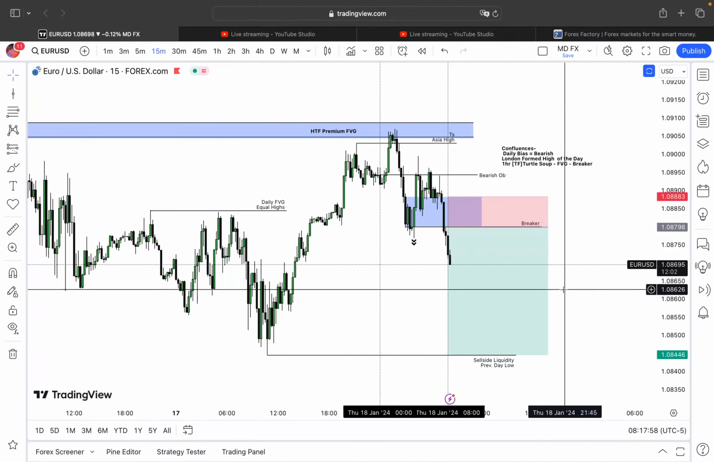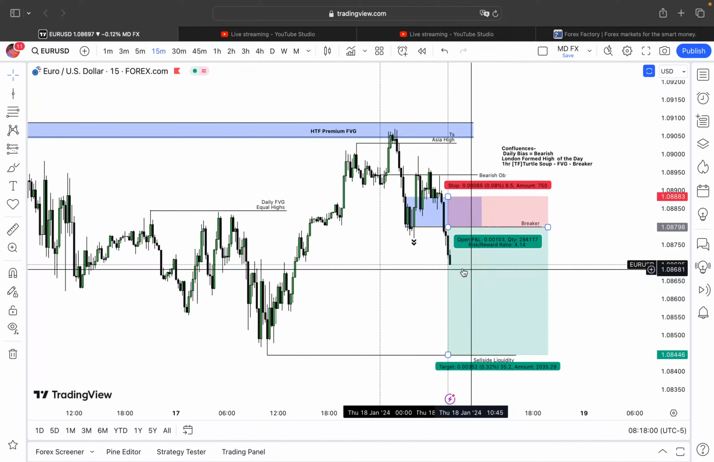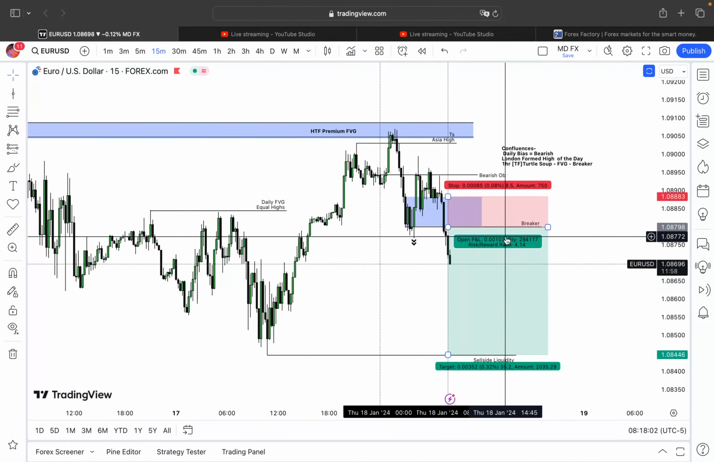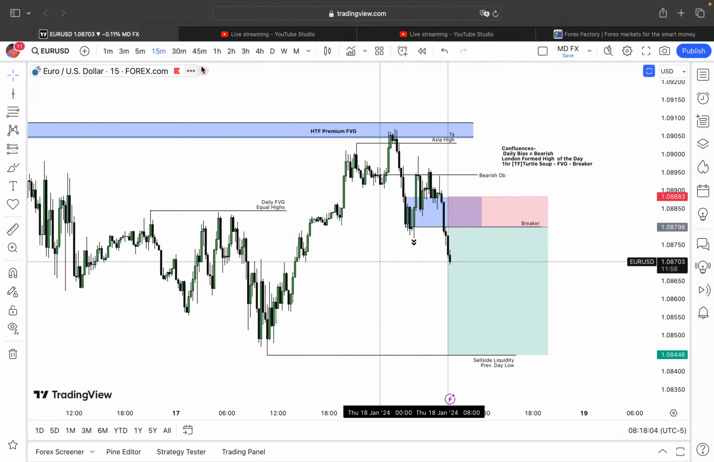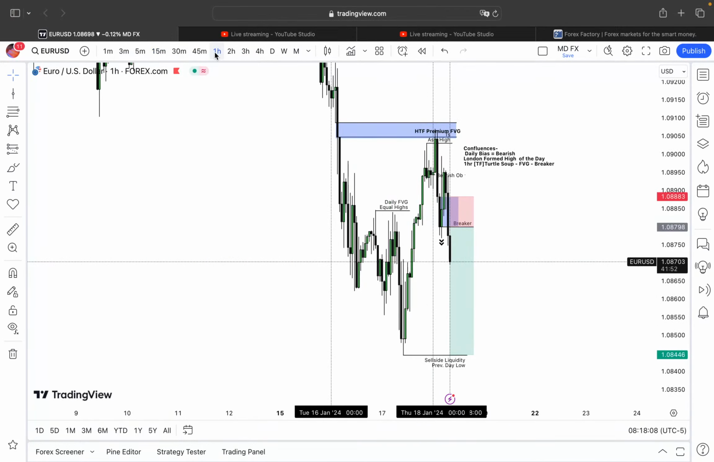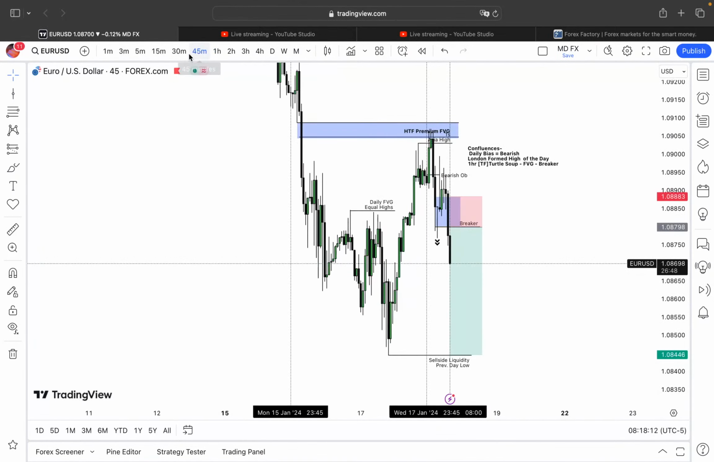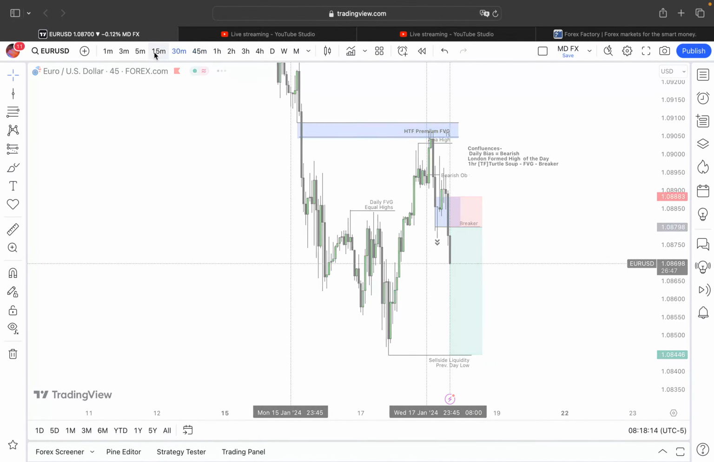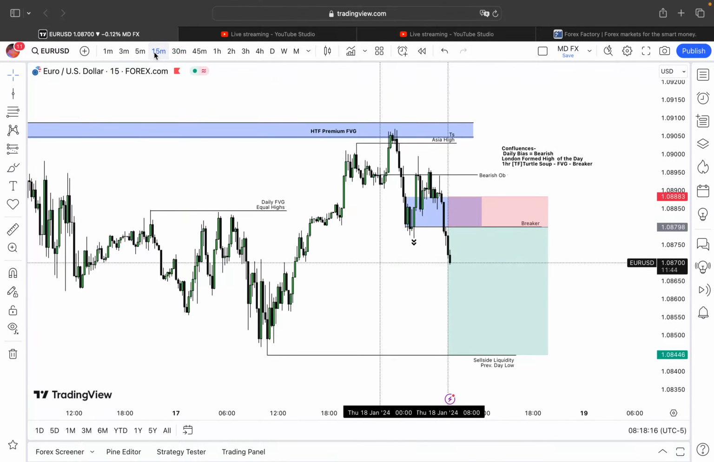I'm going to set a limit. I wanted to enter before with a market order, but I'm going to enter with a sell limit. So I'm going to set a limit for the trade in case the news drops.